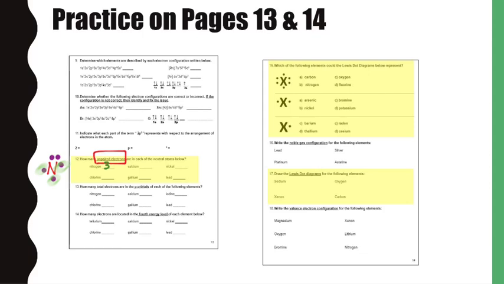You can use the orbital notation. Sometimes that gives you some different answers, though. So don't worry too much about orbital notation for these. I'd really recommend you use the Lewis dot diagram.